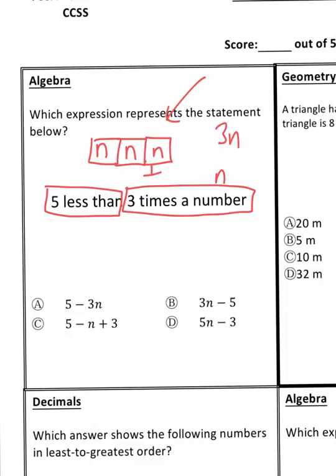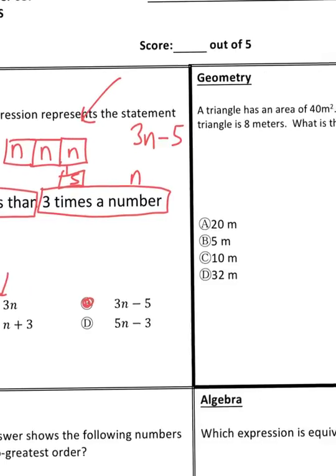5 less than that, I would just show 5 less than it. So that means it's 3 times n minus 5, which is B. If you had 5 minus 3n, that's not 5 less than 3 times a number, so that one would be wrong.